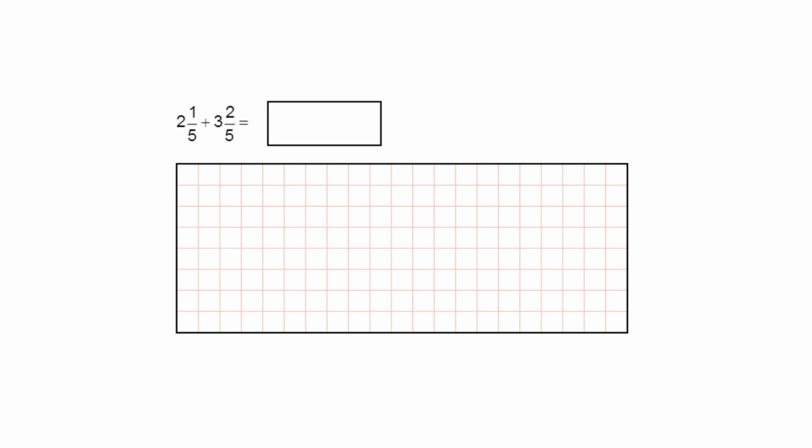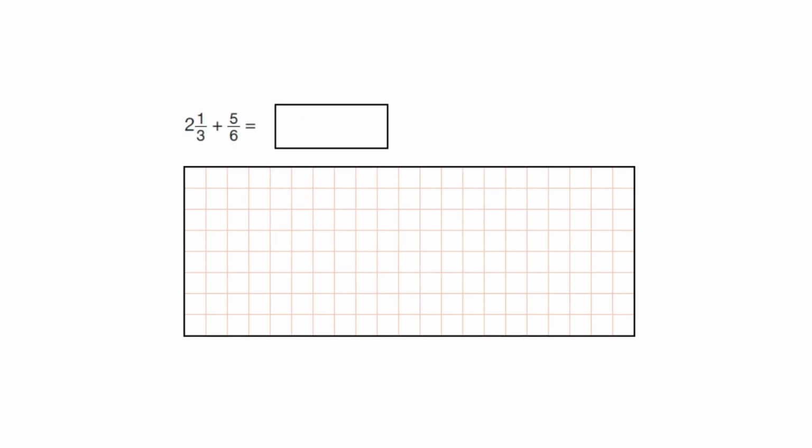Again, two denominators are the same, so a nice easy question. So I can work with 2, add 3, my two whole numbers, equals 5. And my two fractions add together, 1/5 add 2/5, leaves me with 3/5. A lovely question.